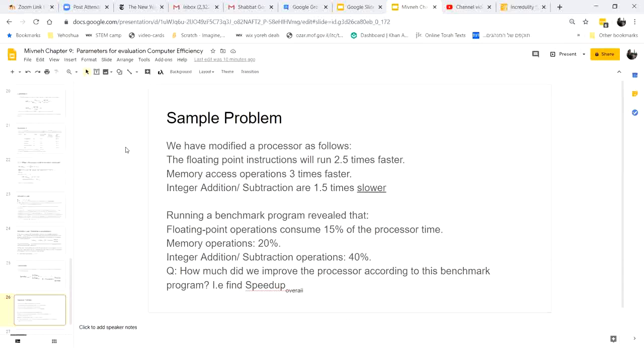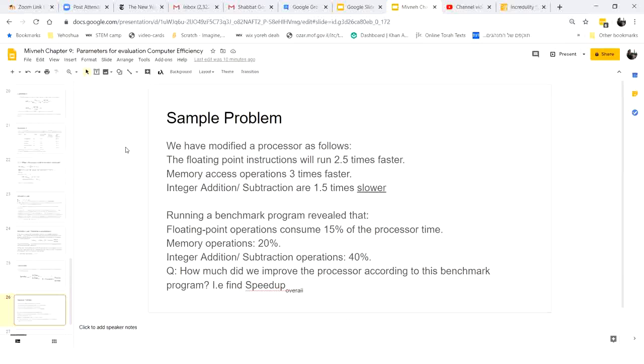So running a benchmark program reveals that floating point operations consume 15% of processor time. Okay, remember our pancake example? So 15% of the time we're doing, you know, mixing. That's our floating point operations, and we can speed that up by 2.5 times. Memory operations take 20% of the time. And integer addition and subtraction takes 40% of the time.